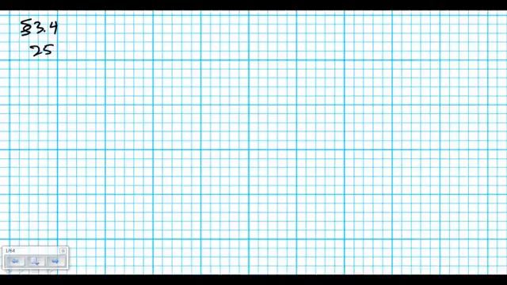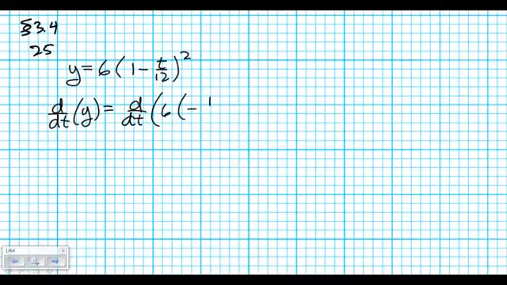So we'll start with the idea that y, which is the height of the water, is given by 6 times the quantity (1 minus t/12) squared. And we would like to know what is the rate at which y is changing with respect to time, with respect to t. Well, I get that rate by taking the derivative of both sides of my equation. All right? And the left-hand side of this is pretty easy. It's dy/dt.